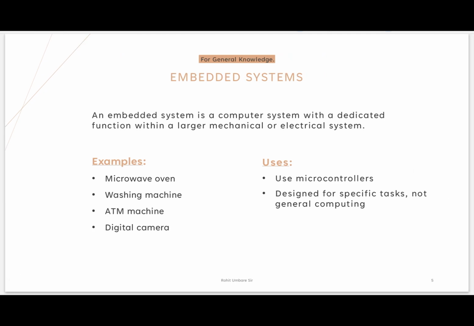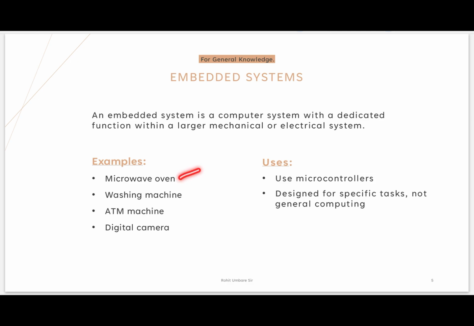Then the second one, this is for your general knowledge, the embedded system. What is meant by an embedded system? An embedded system is a computer system with a dedicated function within a larger mechanical or electronic system. This means a special function dedicated to a specific purpose. For example, a microwave oven: what does it do? It heats our food, correct? Then a washing machine: what does it do? Washes our clothes, correct? An ATM machine, to withdraw money, right? And a digital camera to take pictures. These are electronic machines, correct? But these have only one specific function.